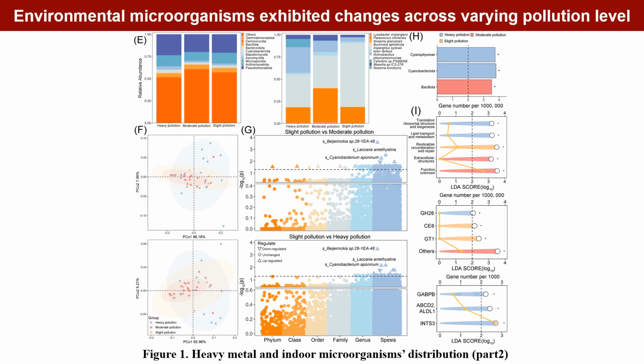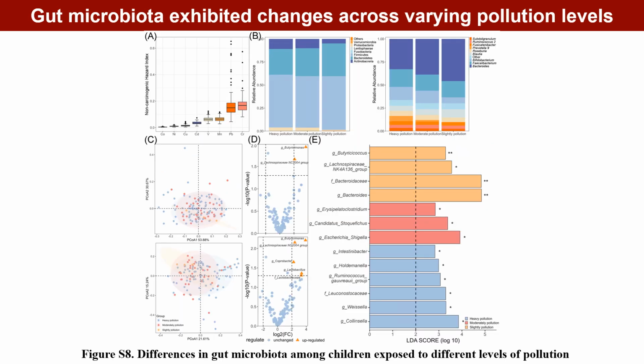As for indoor environmental microorganisms, at both phylum and species levels, clear differences in relative abundance were observed across varying pollution levels. Actinobacillus pleuropneumoniae showed higher abundance in heavy pollution. Alpha diversity analysis and PCoA results showed no significant differences across three pollution levels. LEfSe analysis highlighted that Cyanobacteriota was a key taxon in heavy pollution. All heavy metals posed no health risks yet.